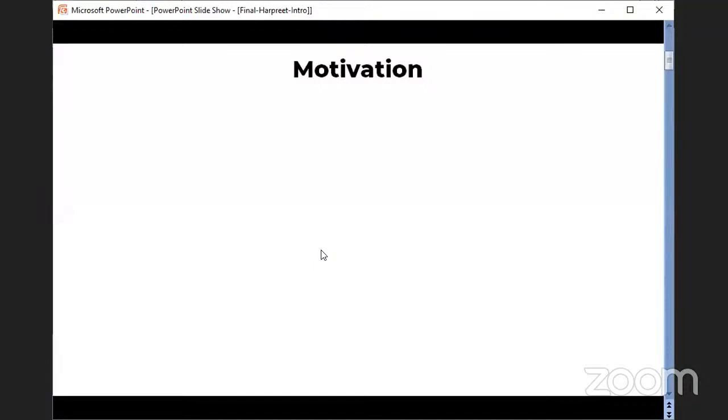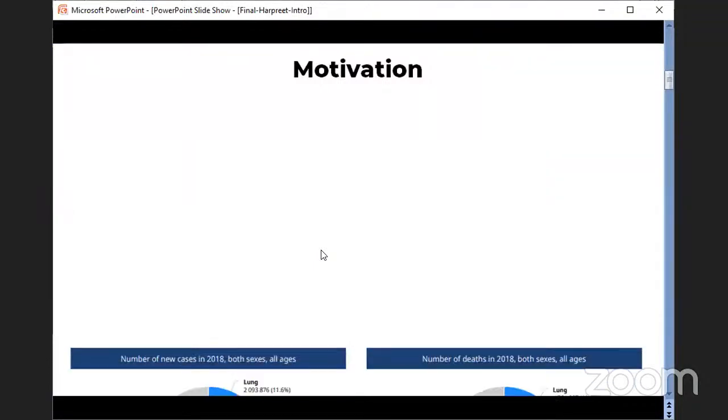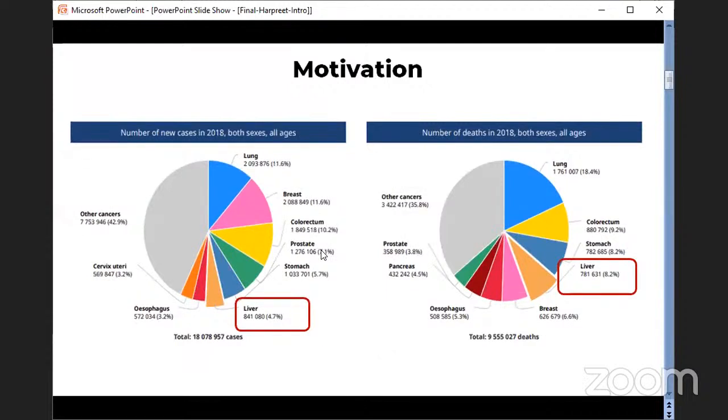What inspired me to take liver cancer as my doctoral research topic is the high mortality rate of this malignancy and the lack of a precise biomarker that helps to diagnose liver cancer at an early stage. Liver cancer is considered the sixth major cancer in terms of incidence and fourth in terms of mortality.